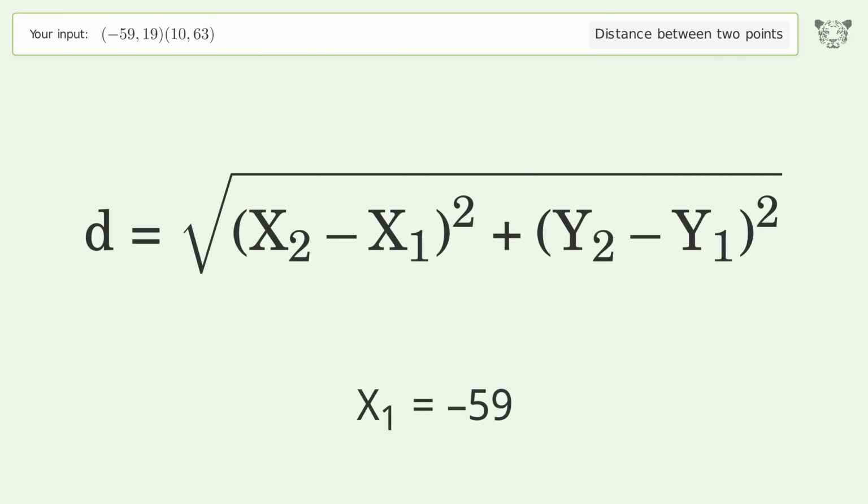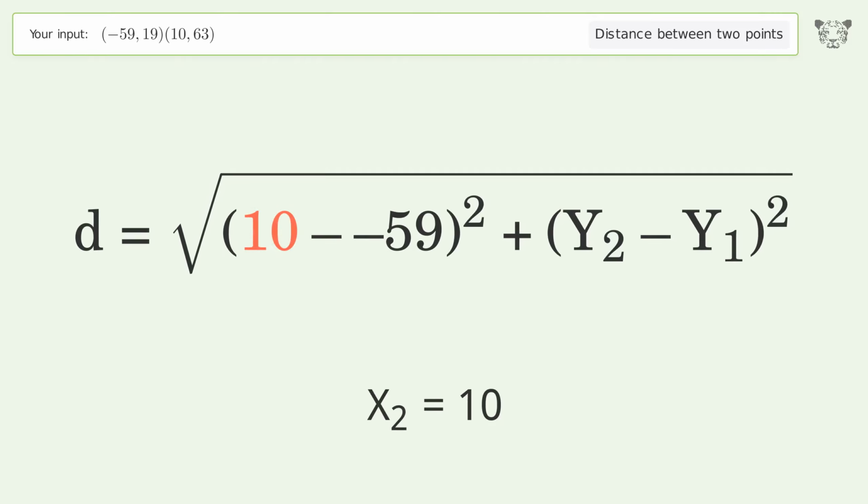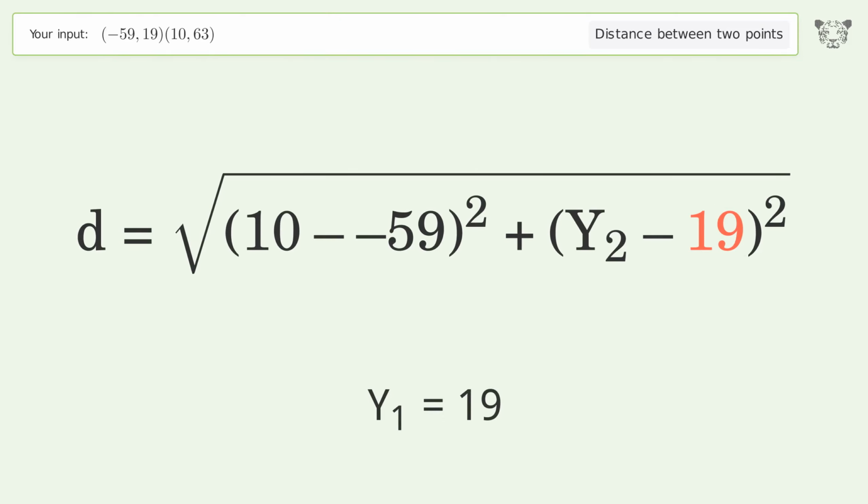x1 equals -59. x2 equals 10. y1 equals 19. y2 equals 63.